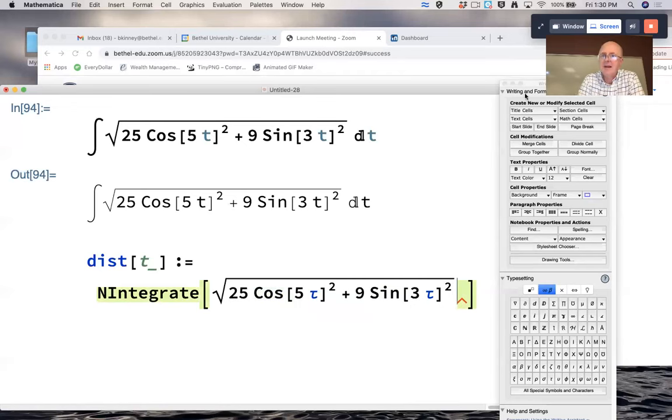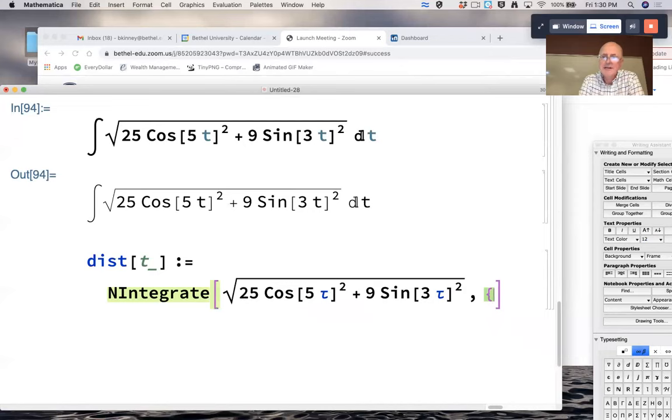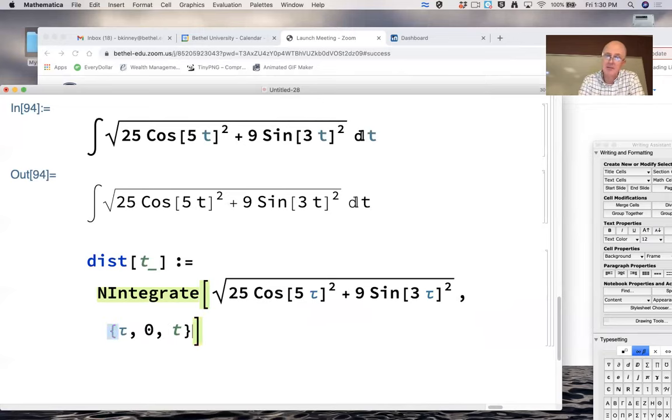That's the function I'm integrating. Then you put a comma, and inside curly braces, you put tau, comma 0, the lower limit of integration, comma t, the upper limit of integration. The upper limit of the integral is a variable, like we've done before.